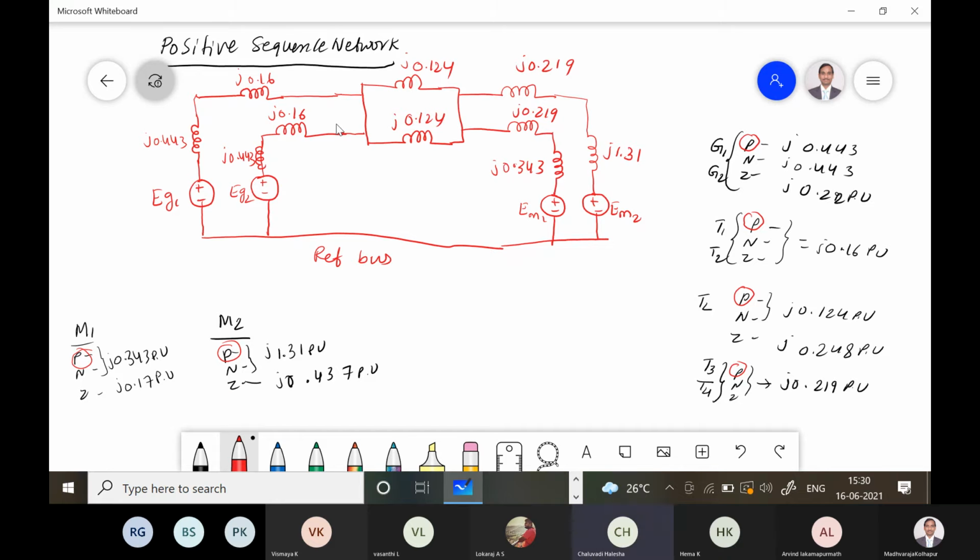Yes, sir. So now we need to draw the negative sequence network. How to draw the negative sequence network? Remove all the voltage sources. Is it over? The positive sequence network is over. Yes, sir. So now we'll draw the negative sequence network. For the negative sequence network, remove all the voltage sources.